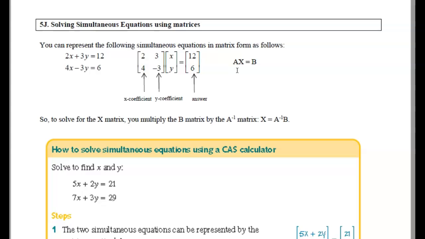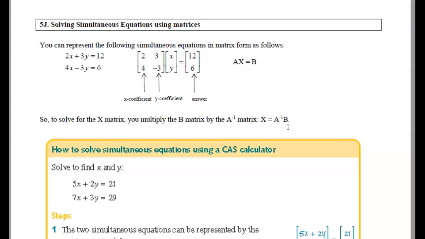Whatever we do to the left-hand side, you have to do to the right-hand side. So you can see here, if we want to get X by itself, we have to multiply B, this answer matrix, by the inverse of A. Now, the order does matter, because as you can see, this is a 2 by 1 matrix, and this is a 2 by 2 matrix. Your inverse will always go first. So you must remember it has to be the inverse matrix multiplied by B for that answer matrix.